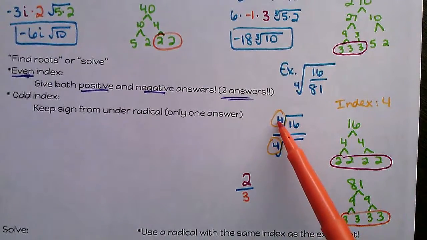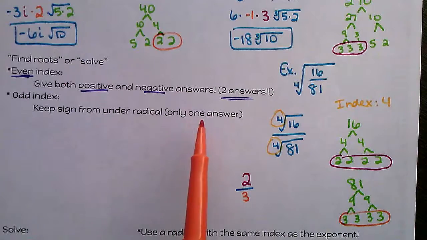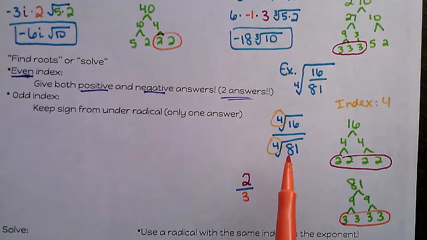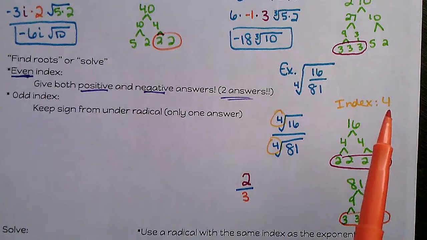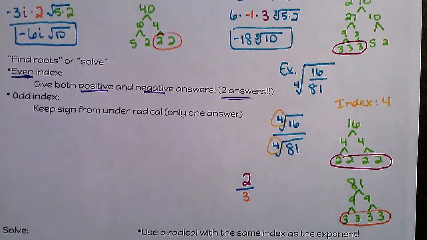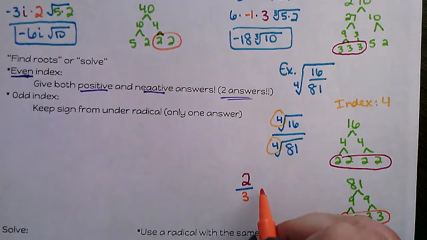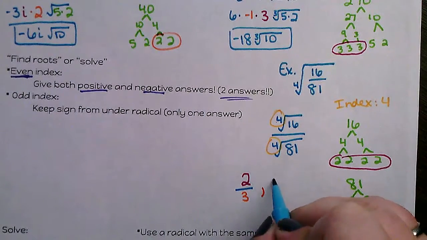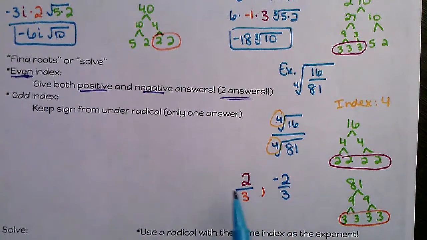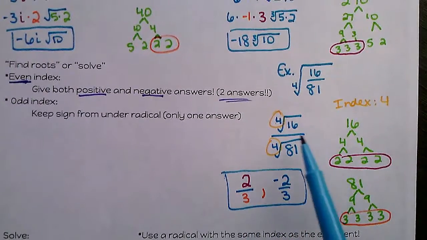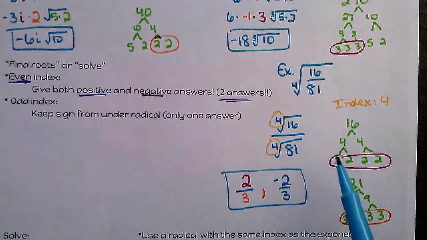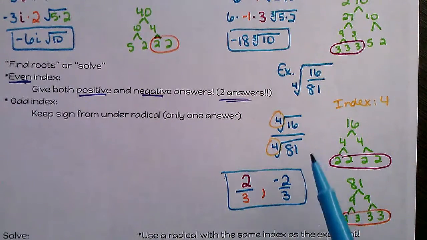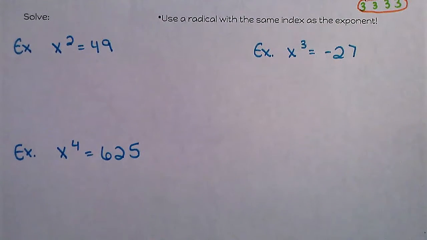Now, if this index was odd, I would be done because we would only keep the sign from under the radical, which are both positive. But since the 4 is an even number, we have to have both answers. So we put a comma, and then we put the opposite sign. This is positive 2/3, and our other answer is going to be negative 2/3. The reason is I don't know if this 16 is 2 times 2 times 2 times 2 or -2, -2, -2, -2. They both would give me positive 16, so I have to incorporate both opportunities. Okay, last few and then we're done.